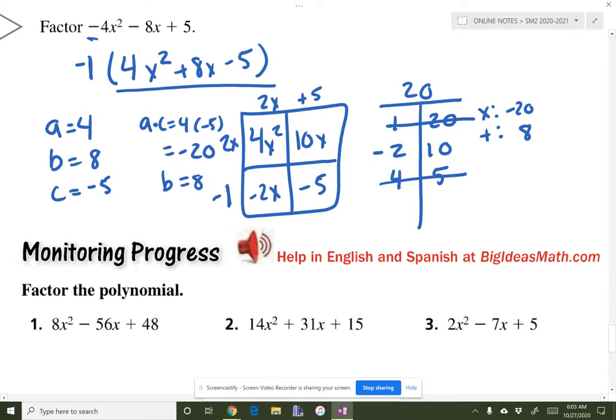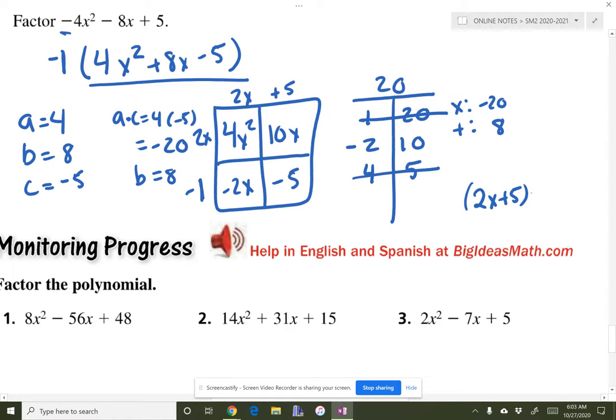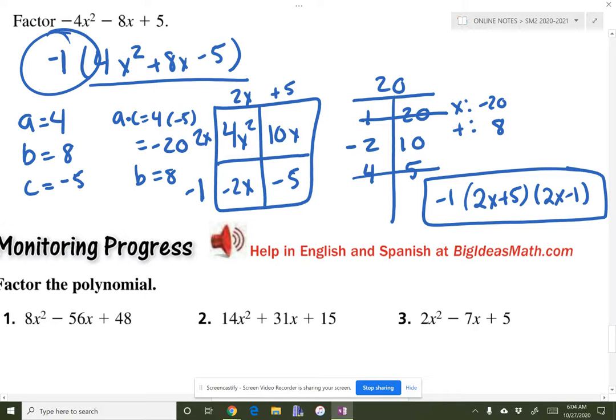So this factors into 2x plus 5 and 2x minus 1. But we can't forget that -1 we took out at the beginning. We just throw that bad boy out front. Okay?